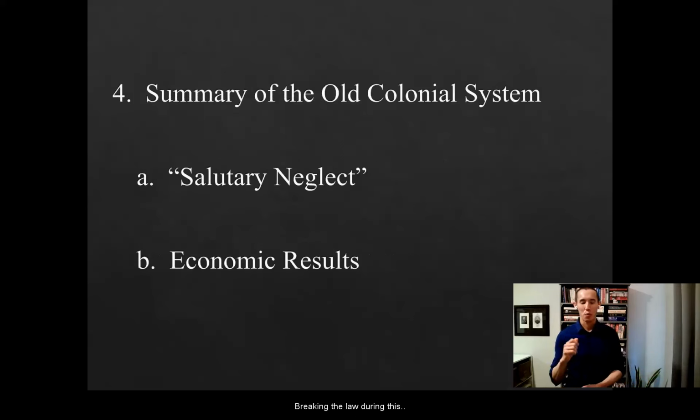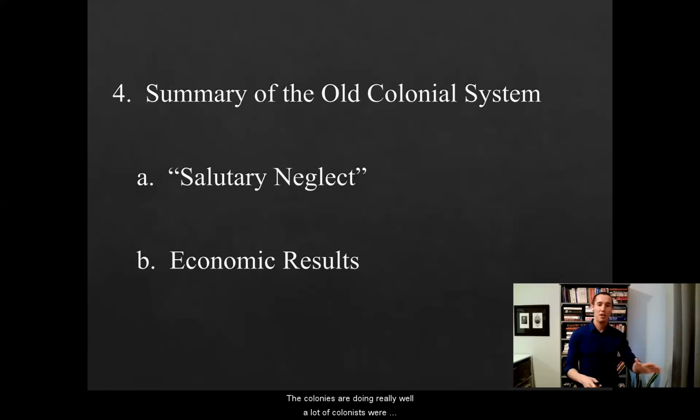Colonists were breaking the law during this period, and the British knew it too. But the British let the colonists get away with it because during this period, England became the world superpower, and a big reason for that was because of the colonies. So England's doing great economically, and the colonies are doing really well. A lot of colonists were able to do really well, and some of them become very wealthy. Thomas Jefferson, James Madison, George Washington.